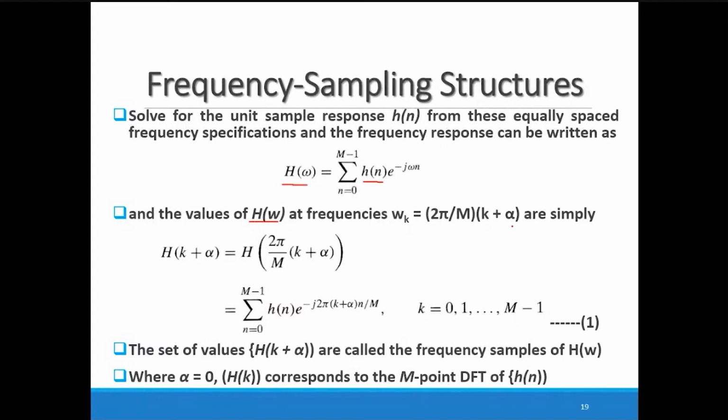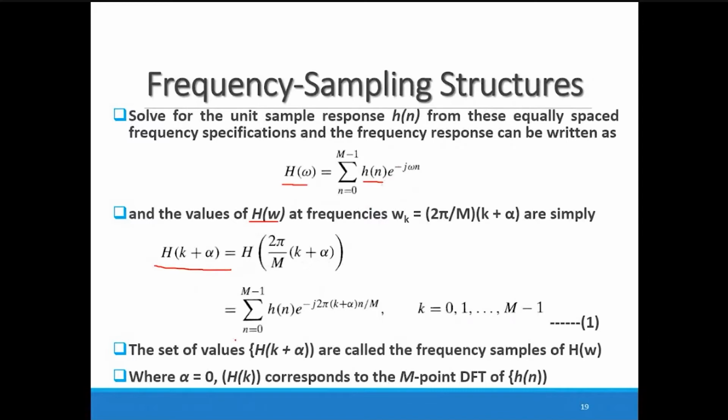Now we are not interested in the complete frequency response. We need the frequency response at equally spaced points, and that we get by applying this equation. Here, instead of omega we take omega k, that is 2 pi by m into k plus alpha. If I replace this term, H of k plus alpha is introduced. H of k plus alpha is nothing but H of 2 pi by m into k plus alpha. In this equation I am replacing the notations.